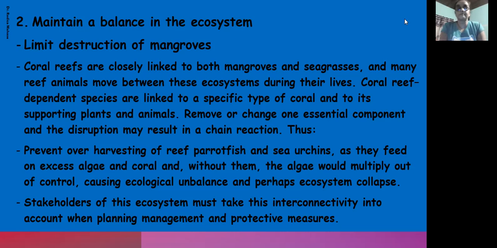Okay, so we want to make sure that all the stakeholders associated with the ecosystem understand that everything is interconnected, so that when they are planning how they will manage the reefs, how they will manage the fishing industry, they will be able to take protective measures because they understand that it is a complete ecosystem, and that when you mess with one part of the ecosystem, the entire ecosystem could possibly collapse.